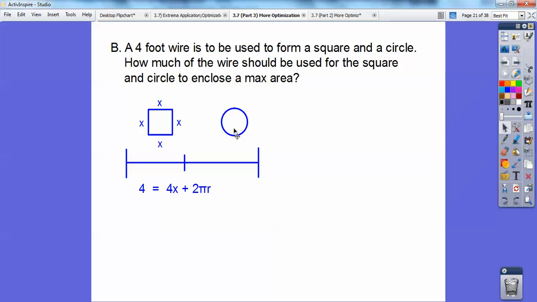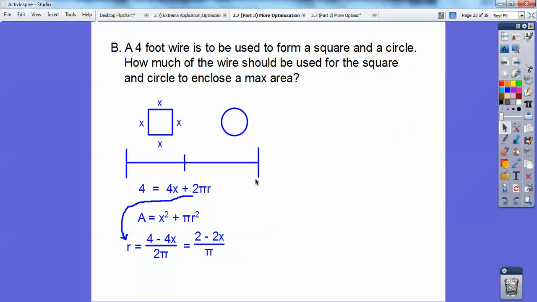So this 4 feet of wire is going to be my square, which is 4x, and then my circle is 2 pi r, because the circumference of a circle is 2 pi r. Then what I have to do now is maximize my area. So here's my area formula, x squared plus pi r squared. Then I'm going to solve for r so I can get everything in terms of one variable.